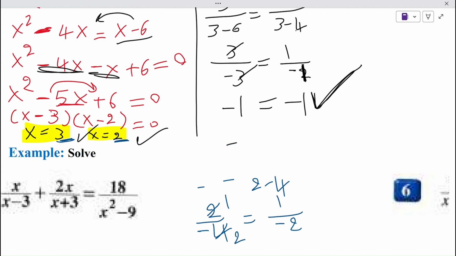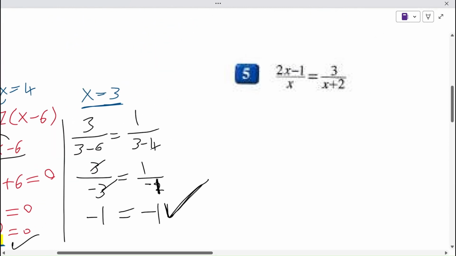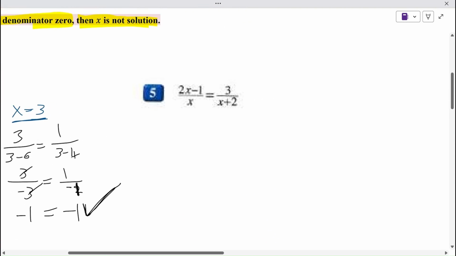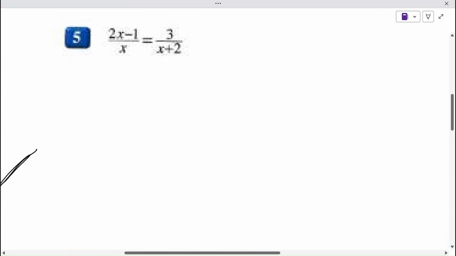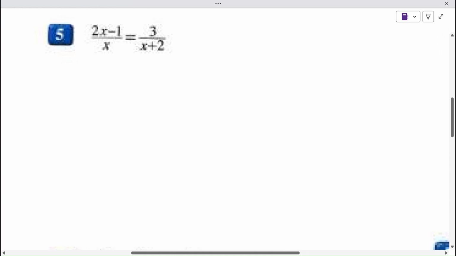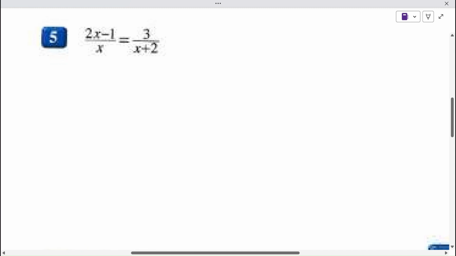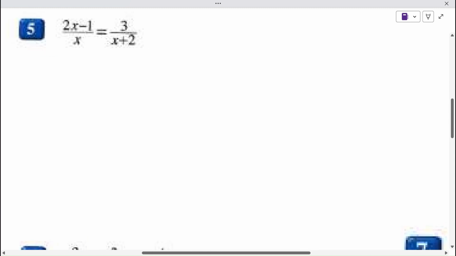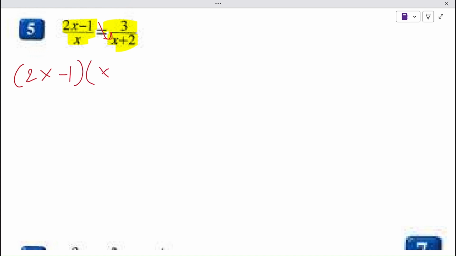What about the second question? This is question number 5 in your exercise. I told you, if you have a question in this form, don't use the steps, just use multiplication. How? Multiply this term by this term. Let's write it. 2x minus 1 times x plus 2 is equal to, multiply this term by this term, 3x.